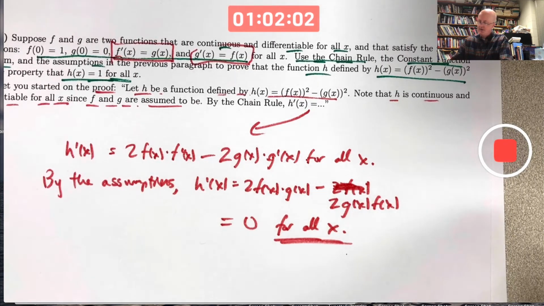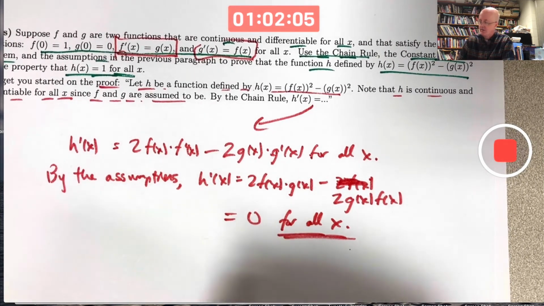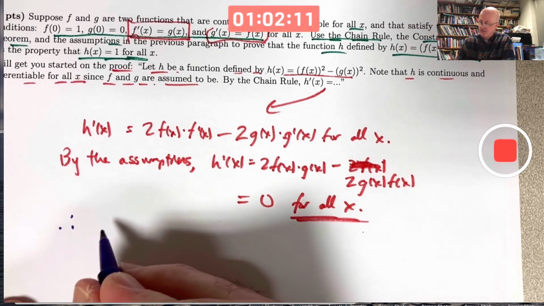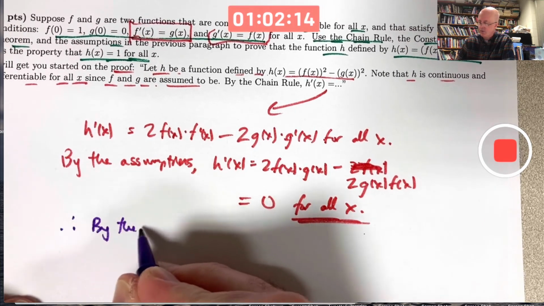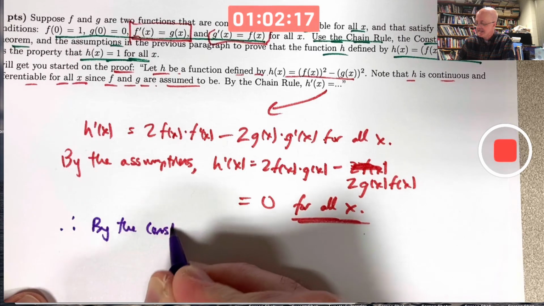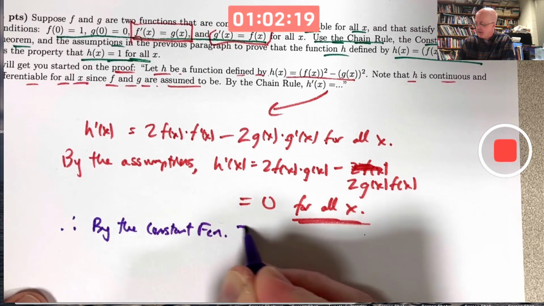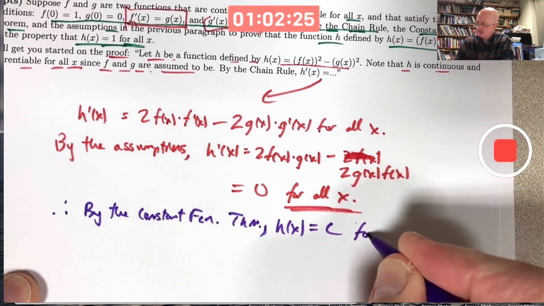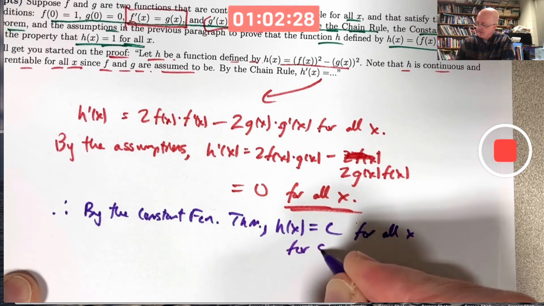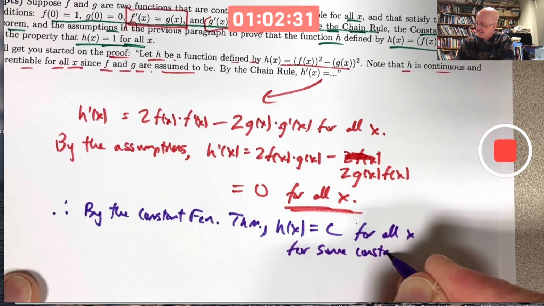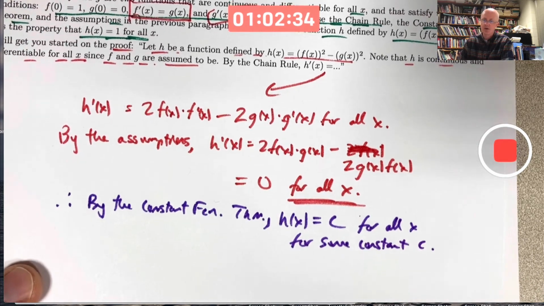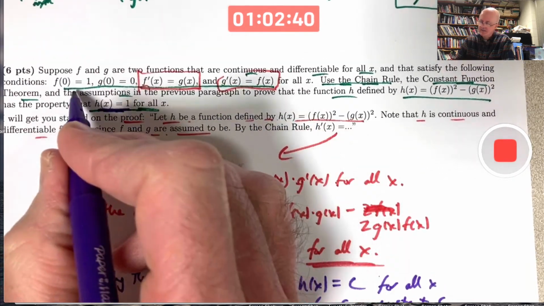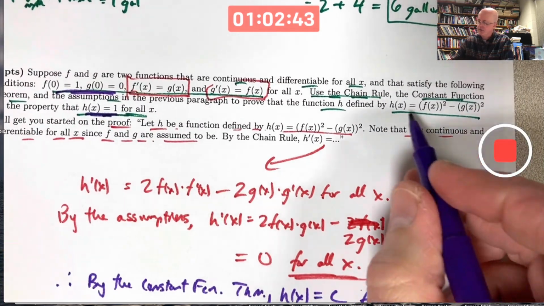Okay? So h has a derivative that's always 0. That means we can now apply the constant function theorem. Therefore, by the constant function theorem, h of x equals some constant c for all x. I could also say there exists a constant c where this is true for all x. But what is the constant? We're trying to show it's 1. That's where these assumptions come into play, and the formula for h again.